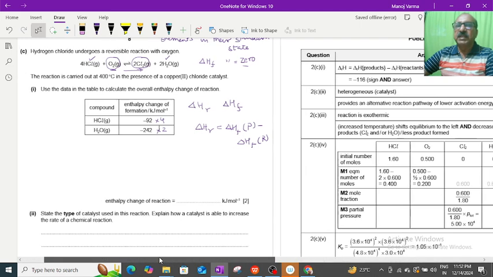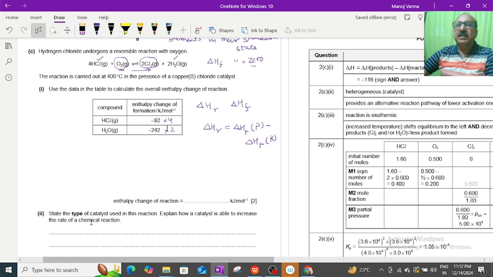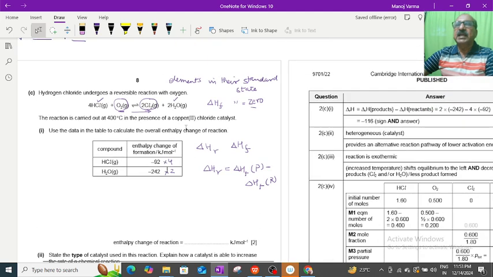So now let's go further. It says: state the type of catalyst used in this reaction and explain how a catalyst is able to increase the rate of chemical reaction. Now let's see what the catalyst is over here. You see the catalyst is copper 2 chloride, and you can understand that copper 2 chloride is a solid. It is a solid because it's a salt, and salts are solids, whereas the reactants and the products all are in the gaseous state. The catalyst is in the solid state.